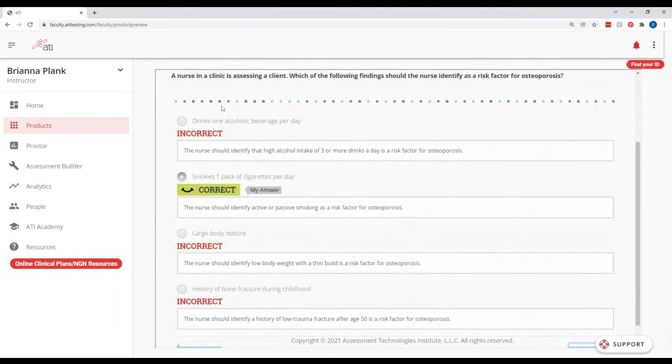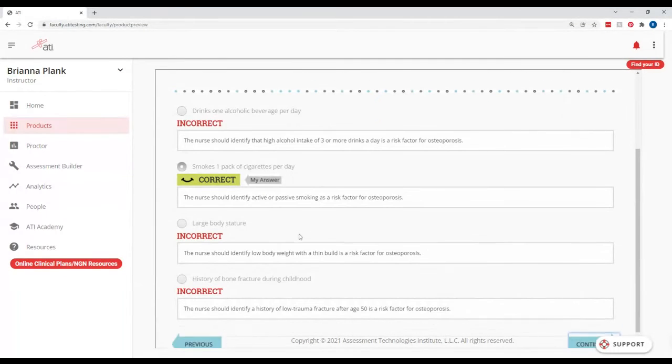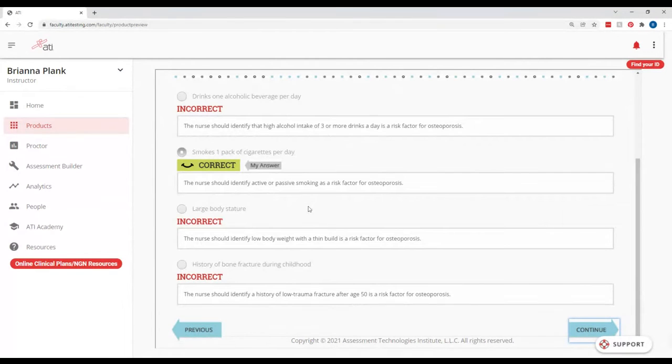Yeah. So when we talked about alcoholic beverages, pretty much any process that we're talking about, you start to get a problem with 2 to 3 or more drinks a day. 1 drink a day is not a problem. A pack of cigarettes, on the other hand, is a problem for a lot of things, and we know that smoking is a risk factor for osteoporosis. We would expect a small body stature as a risk factor. Bone fracture during childhood is somewhat normal, right? Just from accidents. But if we're having bone fractures in older age due to osteoporosis, that would be a risk factor, not a childhood fracture.